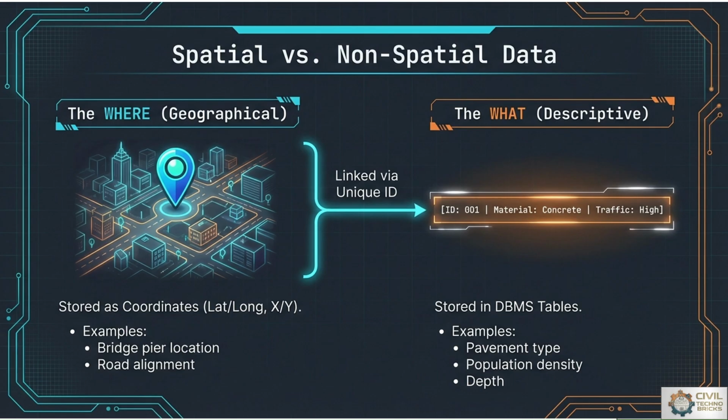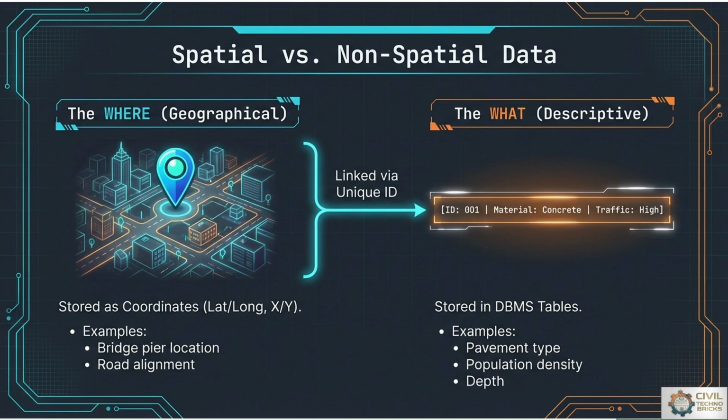So these IDs are nothing but 001. Material is concrete, traffic is high, low, medium, material is another type also. So we can segregate or differentiate it likewise. With respect to that description, we can store the whole data in the database management system or in tables like pavement type, population density, traffic density, depth, height, width, etc.